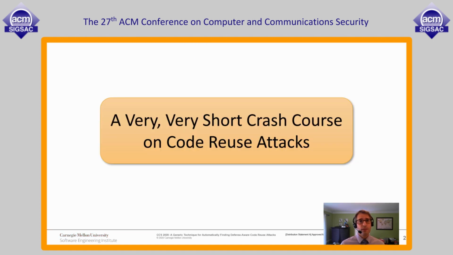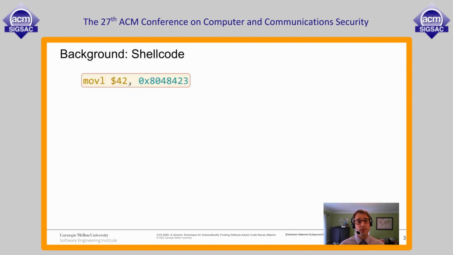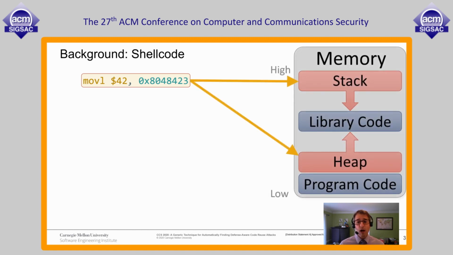But first, we're going to go through a brief crash course on code reuse attacks because this background is really important to understand what's going on in this project. So when attackers create an exploit, they have to somehow specify what the exploit is supposed to do. Let's say the attacker wants to execute the following assembly instruction. A long time ago, the way that attackers would do this is by using shellcode, which is basically machine code that the attacker introduces into the memory of the program that they're attacking, usually on the stack or the heap. And then the attacker uses a control flow vulnerability to cause that code to execute.